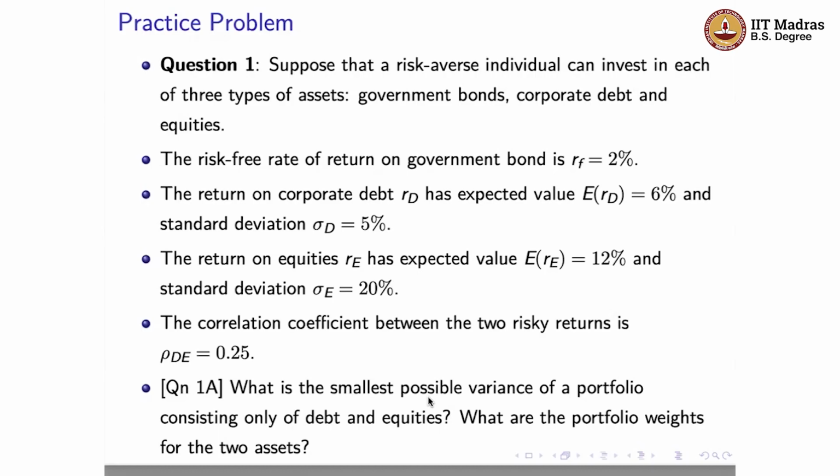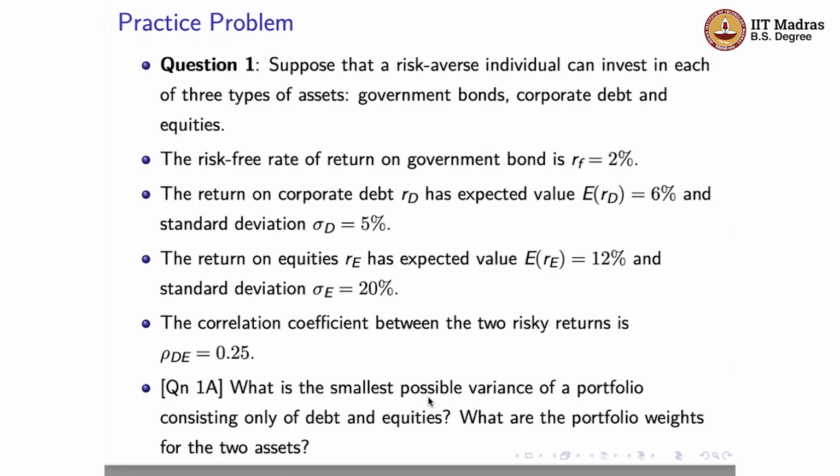The government bond is basically a risk-free asset, and the rate of return on the government bond is given by 2%. The corporate debt has an expected value of 6% and a standard deviation of 5%. And the equities has an expected value of 12% and a standard deviation of 20%. So we can see from here that the corporate debt and equities are both risky assets because they have a positive standard deviation. And we can see that equity has a higher expected return, but also has a higher standard deviation compared to the corporate debt.